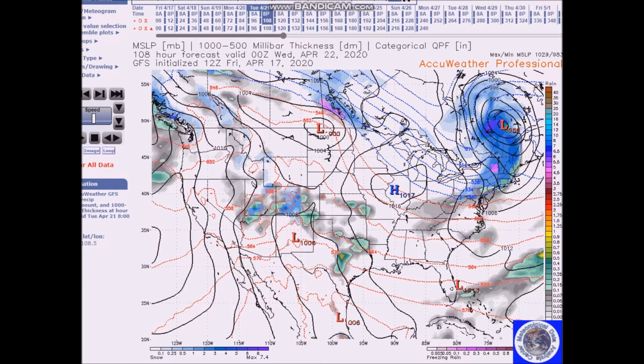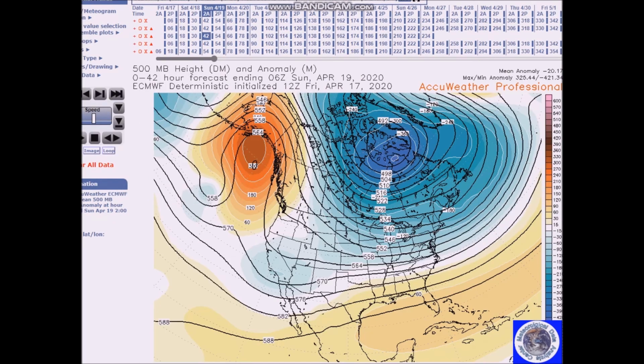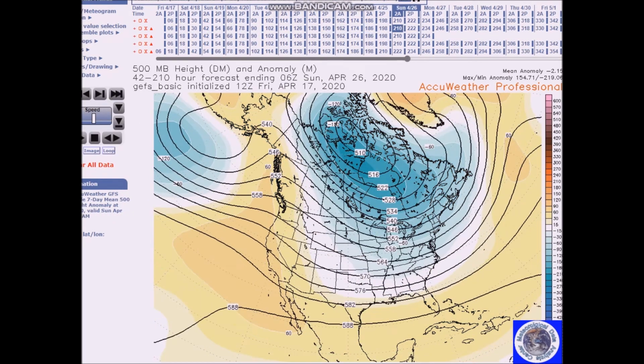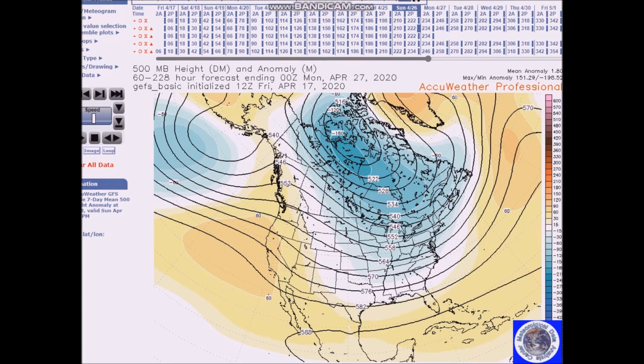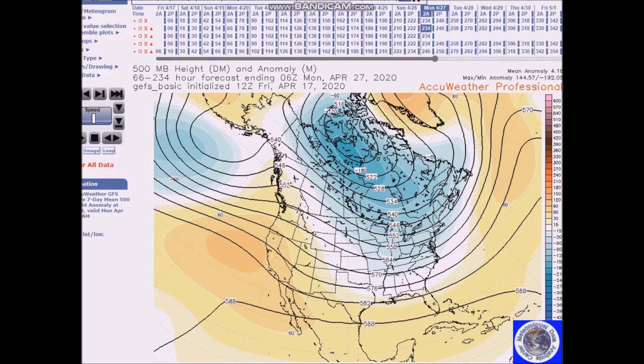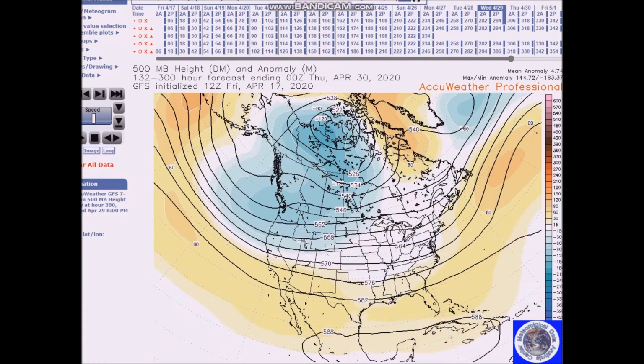Okay, we're going to look now at the period for April 25th to the 29th. And the flow flattens somewhat. We still have our blocking here across Greenland. Here's our trough kind of lifts out, and what we have is near to above normal heights across much of the nation. We have our ridge here over the Eastern Pacific and to the west. So the models are pretty good on this.